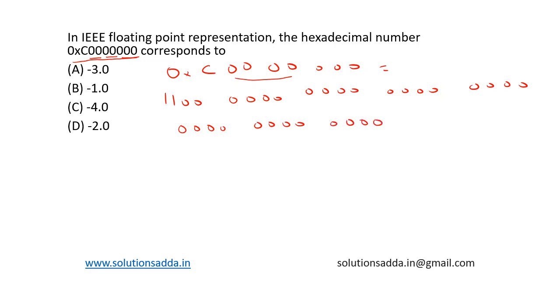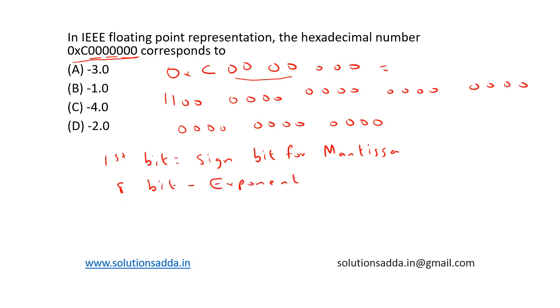In IEEE floating point representation, the first bit is the sign bit. The next 8 bits represent the exponent, and the rest, or the last 23 bits, represent the mantissa value.